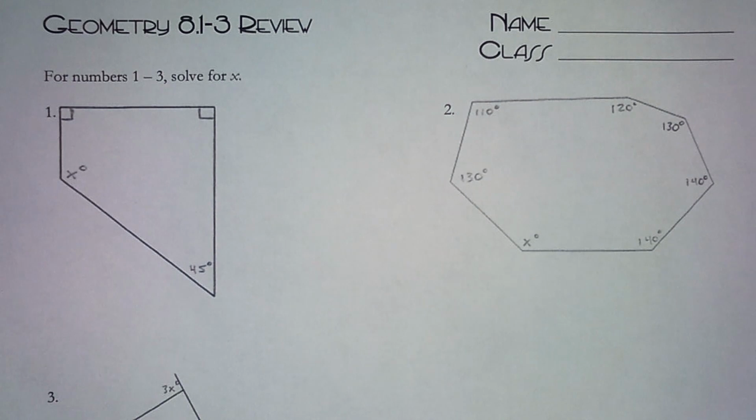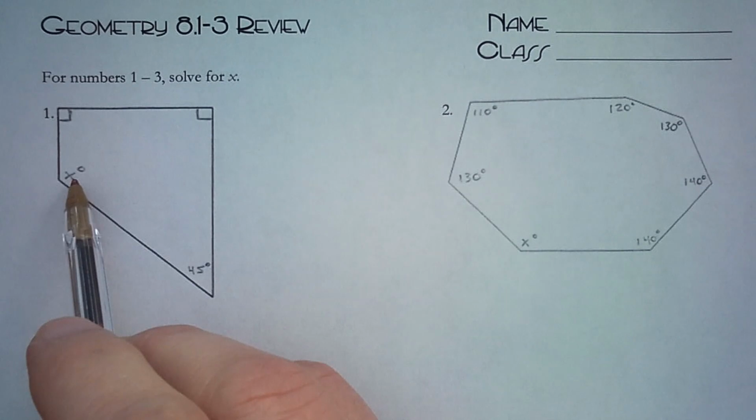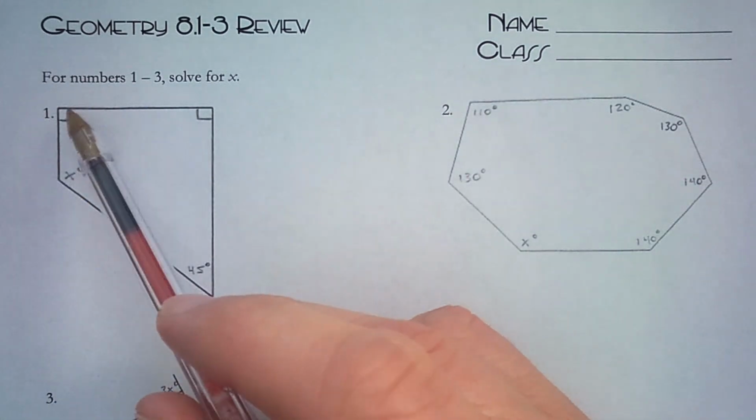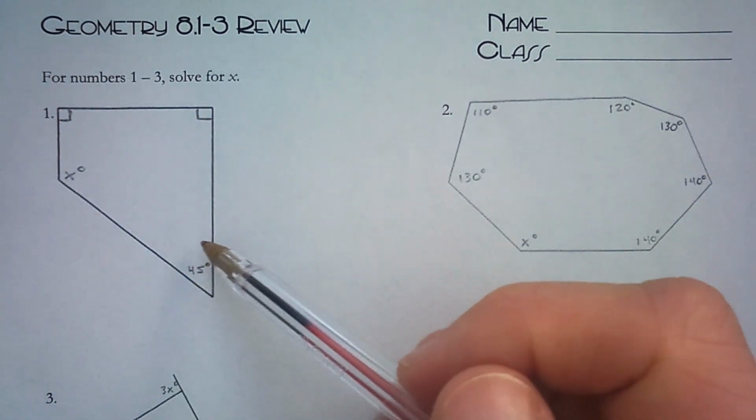Hello everybody. Today we are going to review what we've learned so far about polygons. So our first one here is a quadrilateral, and we're looking for the value of x here. A quadrilateral is one that we might just remember is going to have a total of 360 degrees. So what if we don't remember that?